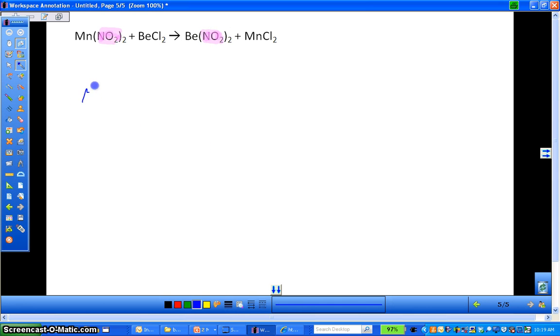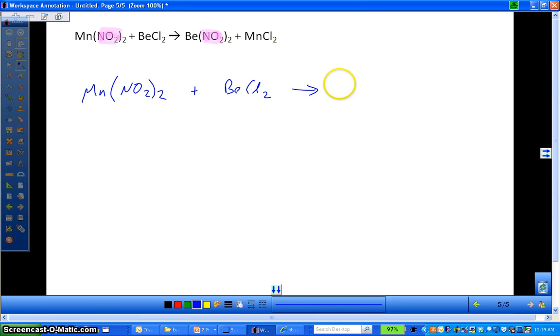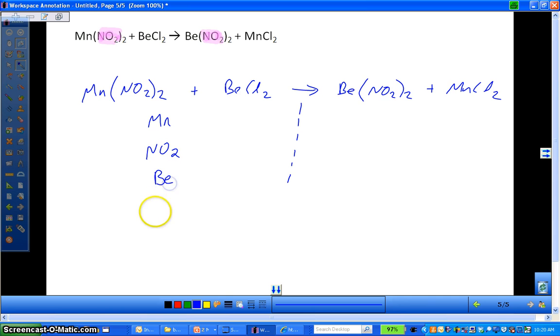So we'll write it out nice and big. We've got Mn(NO2)2 plus BeCl2 makes Be(NO2)2 plus MnCl2. Draw a line underneath and list out all our, well, it's not so much elements now, is it? Because we're going to keep that NO2 together. So I guess we're listing our ions, aren't we? And then in the same order on this side.